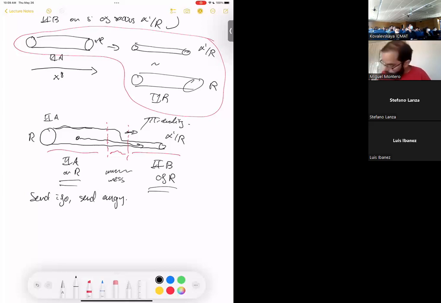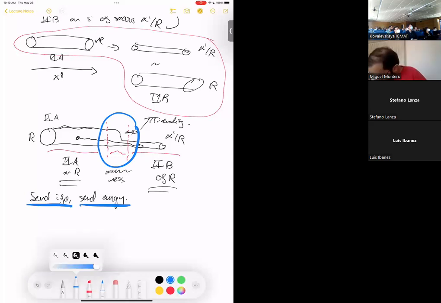Now, this mess, this thing in between, a region like this with these properties that allows you to send information and send energy, is what I was calling yesterday a domain wall between two quantum gravities. So what we've done here is construct explicitly in string theory a domain wall between type 2A on a circle and type 2B on a circle.